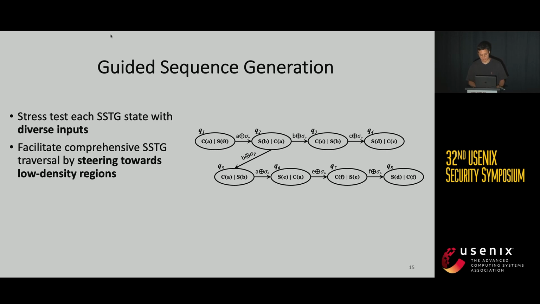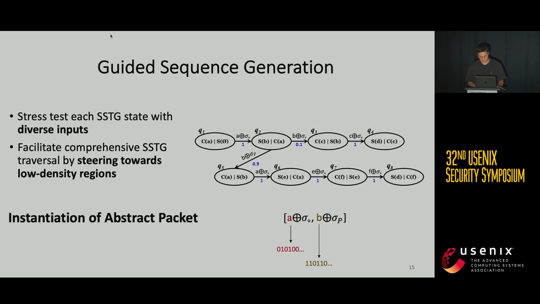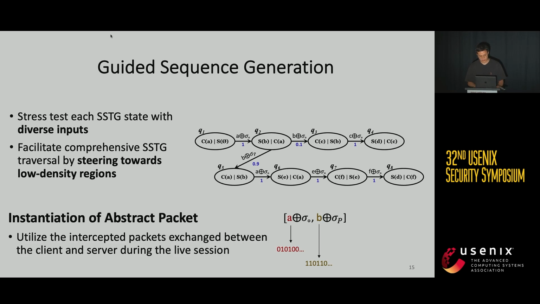For the second strategy, our goal is a comprehensive SSTG traversal by targeting low-density areas. This is accomplished by a schedule where transitions with fewer execution times are given higher selection priority. It's worth noting that the packets on the transition labels are given at an abstract level. As a necessary step, we instantiate those packets before mutation. To ensure logic correctness, we leverage packets intercepted during real-time interactions between the client and the server.